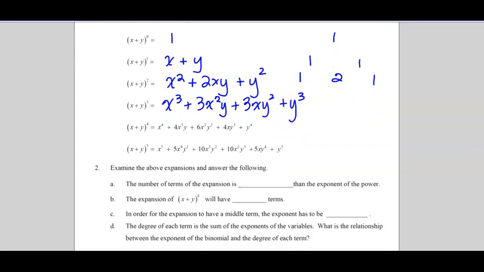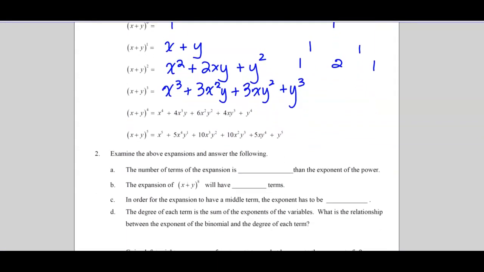So it says, examine the above expansions and answer the following. The number of terms of the expansion. So if we are raising this to the exponent 3, we have 4 terms. Exponent 4, we have 5 terms. Exponent 5, we have 6 terms. So the number of terms is 1 more than the exponent of the power. So if you're raising it to the exponent 4, you'll have 5 terms when you expand it out. Expansion of x plus y to the 8th, then we'll have 9 terms.